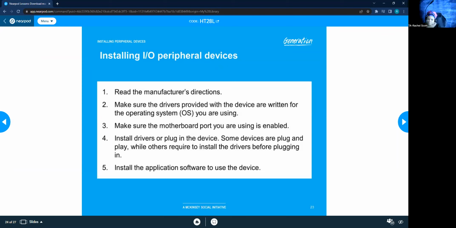Exactly. You could avoid a lot of heartache and stress if you look at the instructions beforehand. And sometimes things need to take place in a certain order as well. Another thing that stuck out to me is to make sure the port is enabled on your motherboard. That's very important. Aside from drivers, because if it's not enabled, you're not going to recognize it, it won't really be installed.